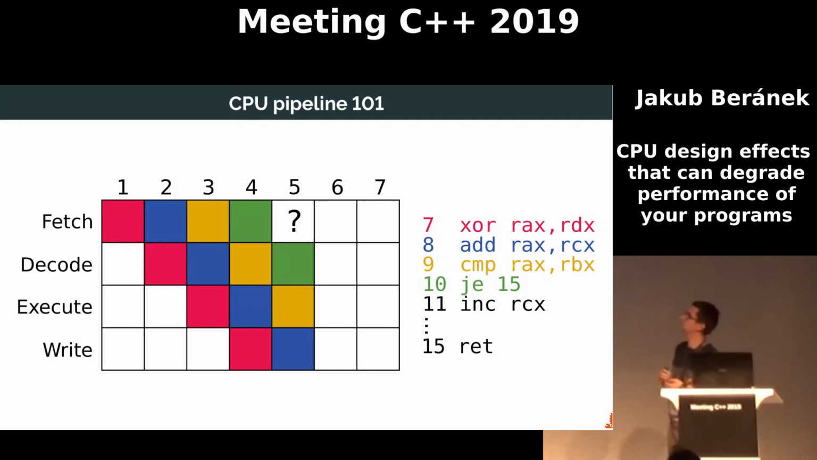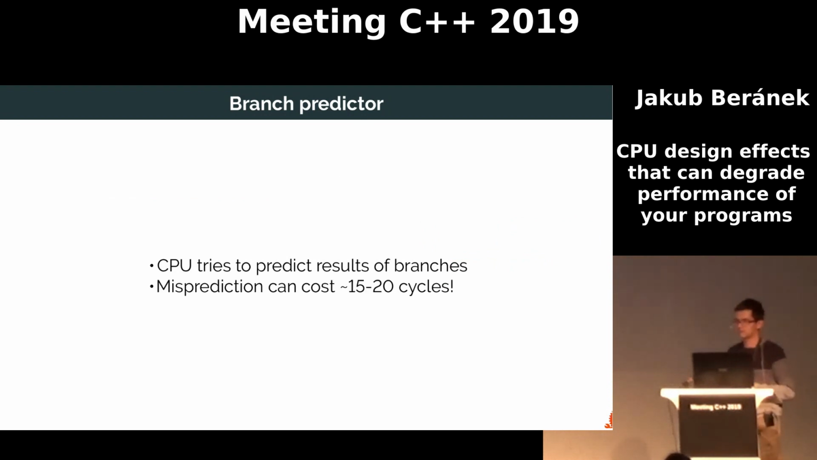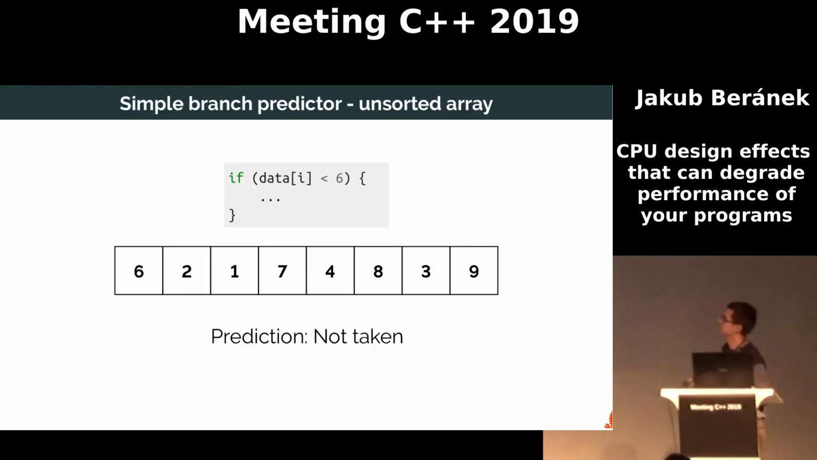And because the CPU doesn't like to wait, doesn't like to waste time in this pipeline, it has this branch predictor unit that tries to predict. It just guesses. Based on the history and various heuristics, it tries to guess if this branch will be taken or not. And the important thing to know is that if it mispredicts, if the guess is wrong, this can cost up to 15 or 20 cycles on modern Intel CPUs. So it's pretty expensive to have a lot of branch misses in your code, especially in tight loops.